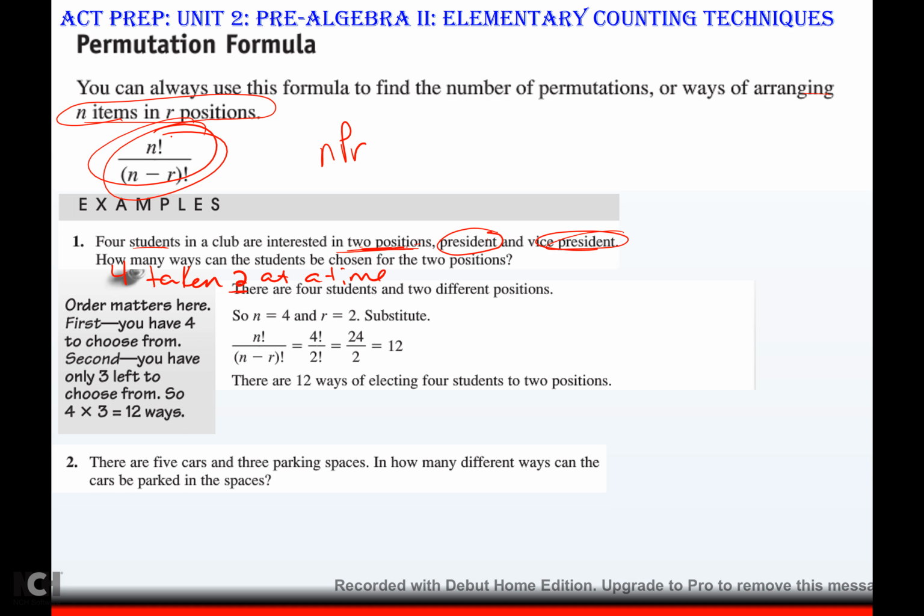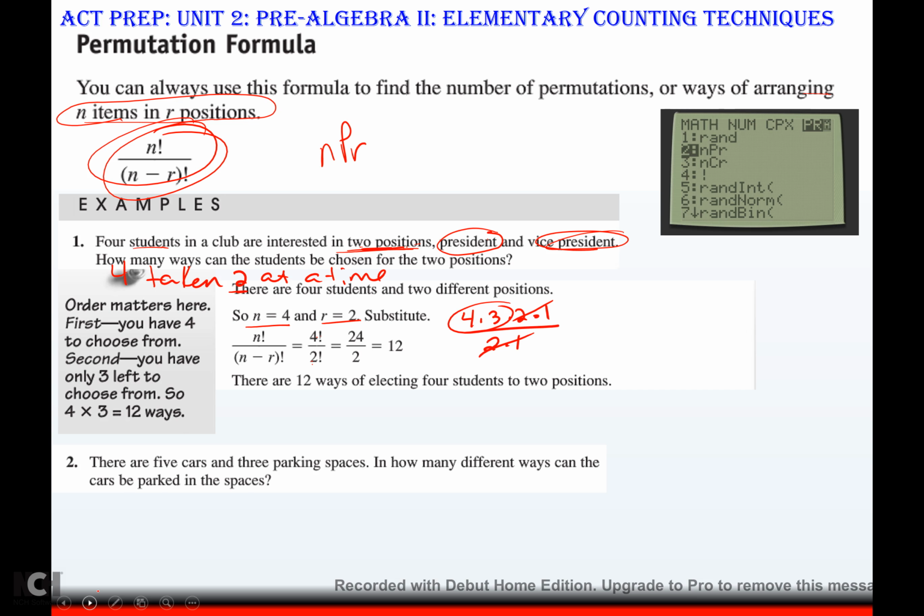Okay, so n equals 4 and r equals 2 because we have 4 students and we're filling them 2 at a time. So in this formula, you'd put 4 factorial over 2 factorial. Well, you type it in a calculator, but what 4 factorial means is 4 times 3 times 2 times 1. What 2 factorial means is 2 times 1. Those cancel, and you get 12. Me, I like the calculator, okay?